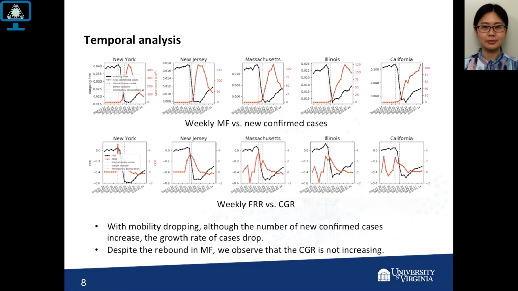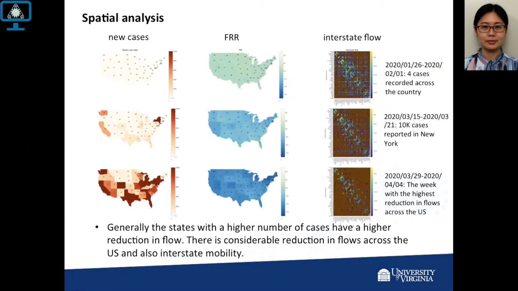And so these plots show the spatial distribution of new confirmed cases, the FRR, and the interstate flow matrix in 3 selected weeks. And generally, we can observe that the states with a higher number of cases have a higher reduction in flow. And there's a considerable reduction in flows across the US, and also the interstate mobility dropped about 70%, comparing the pre-pandemic and the post-pandemic period.